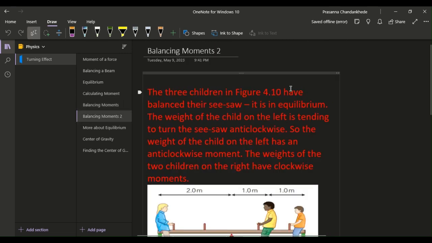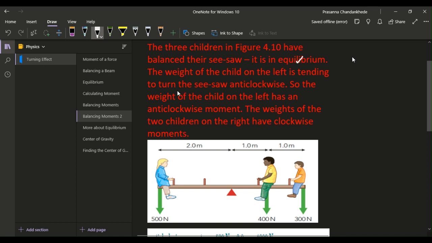Balancing moments, second part. The three children in figure 4.10 have balanced their seesaw. It is in equilibrium. The weight of the child on the left is tending to turn the seesaw anti-clockwise, so it has an anti-clockwise moment. The weight of the two children on the right have clockwise moment.